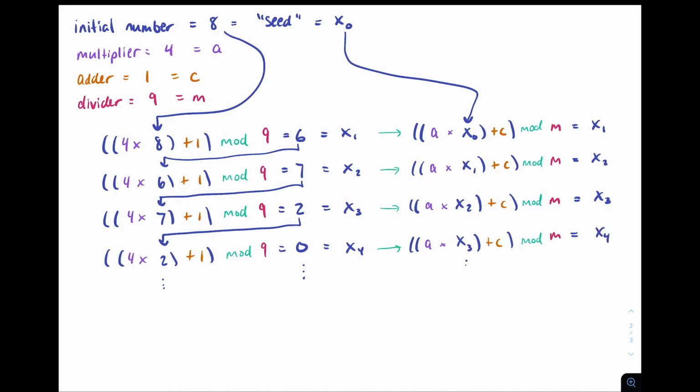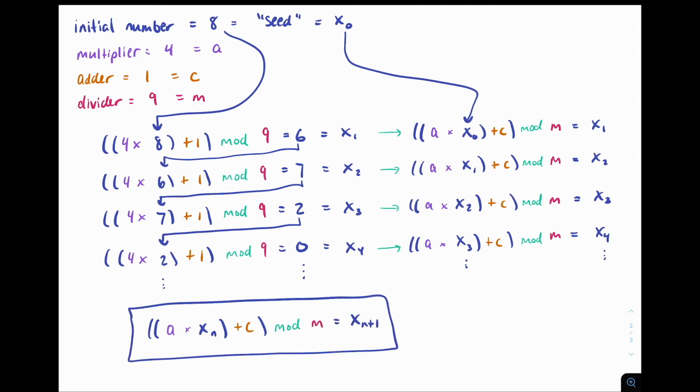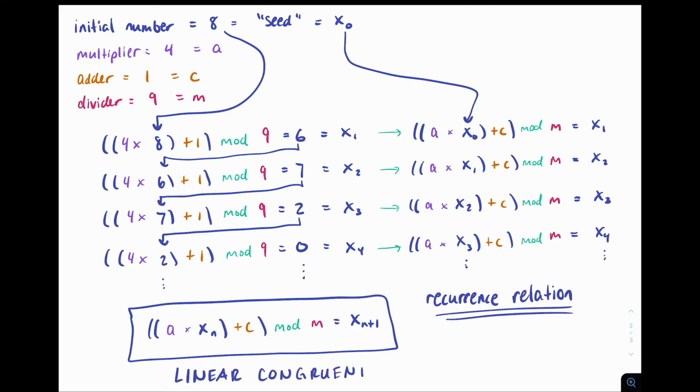Do you see a pattern here? The only thing we are changing on each line is the number of x that we are using. To rewrite this more generally, we have A times xn plus C mod M equals xn plus 1. The symbol xn represents the result of the previous equation, and xn plus 1 represents the result of our current equation. An equation like this, where the value of xn plus 1 requires the previous output, xn, is called a recurrence relation. And this specific recurrence relation is called a linear congruential generator.